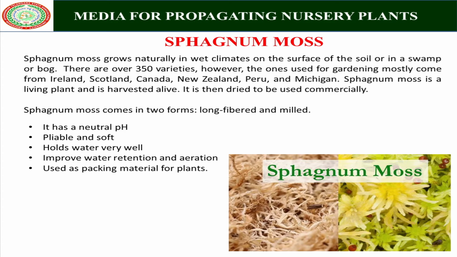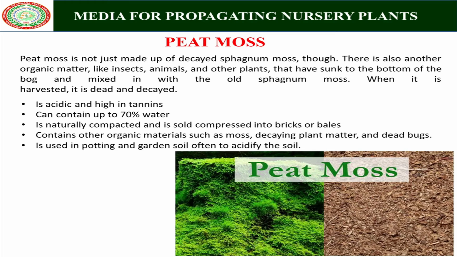Sphagnum moss, as I told you, is used in air layering for increasing the water holding capacity of the medium. So this can be mixed with the different potting mixtures, or it can be used alone for rooting of layered cuttings. Next is peat moss.